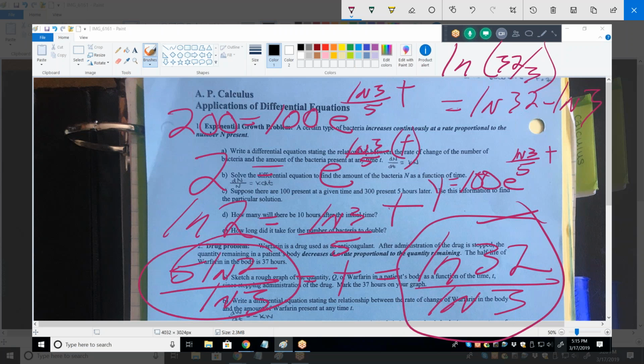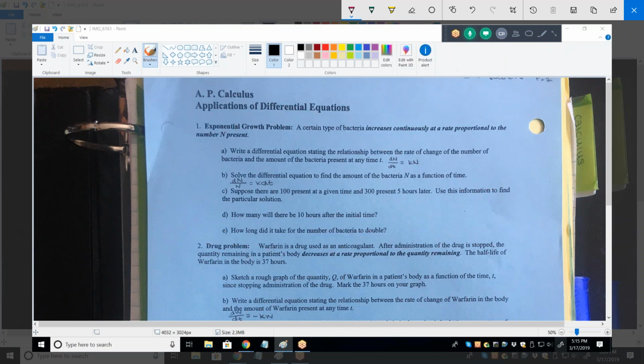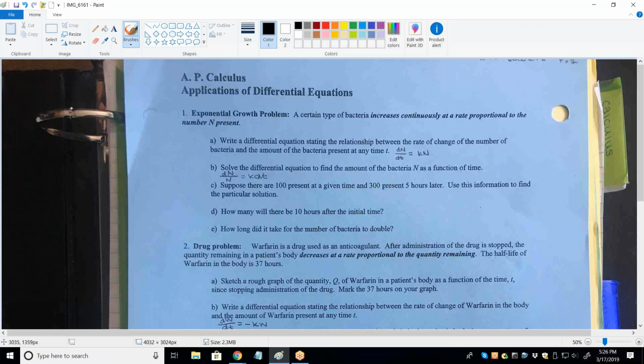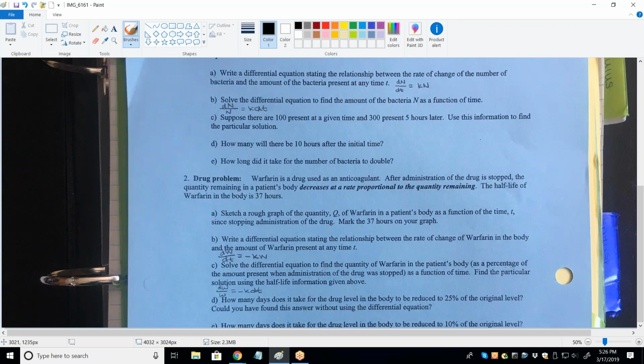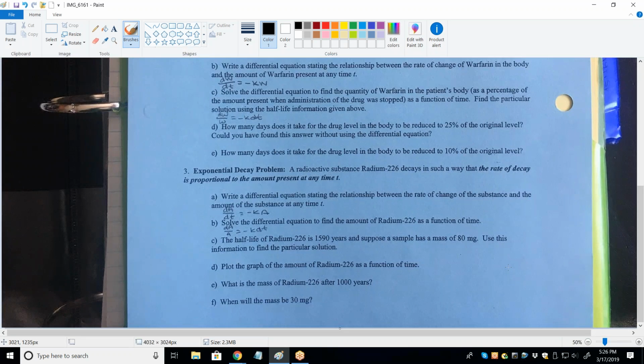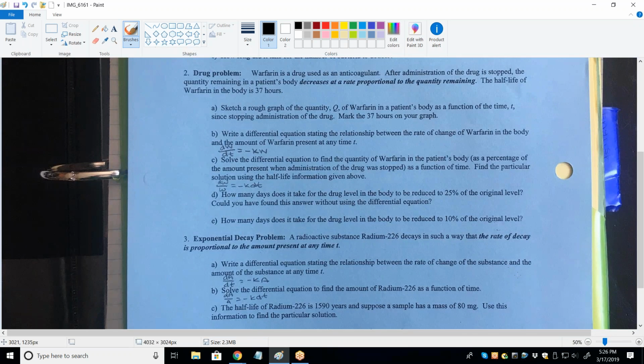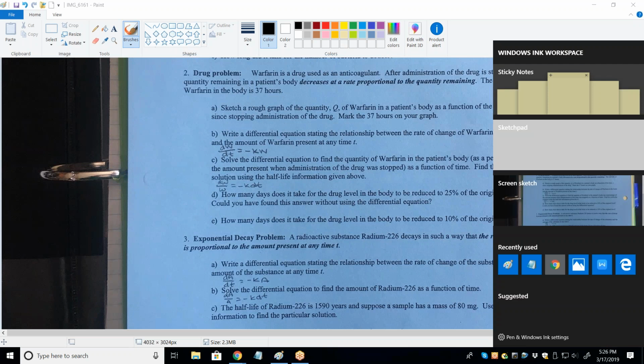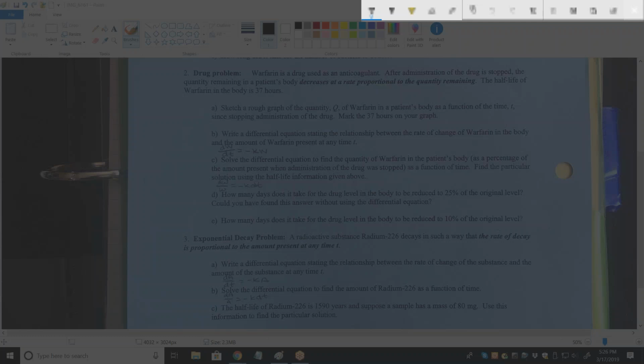All right, enough with this problem. Let's go to the next one. And let me bring up the next one a little higher in my page here. Warfarin. Very common drug that they give people who have strokes.